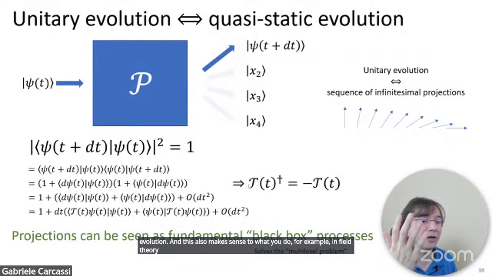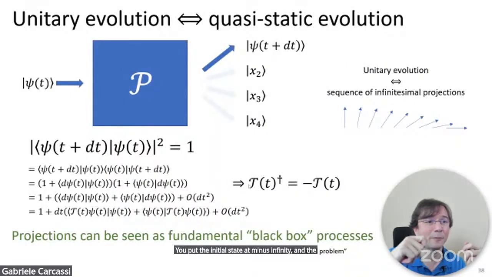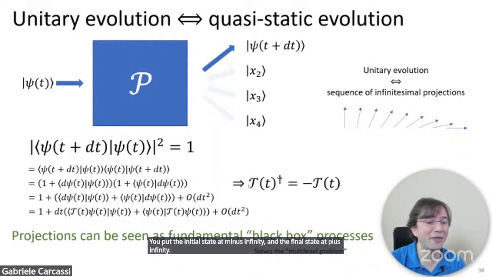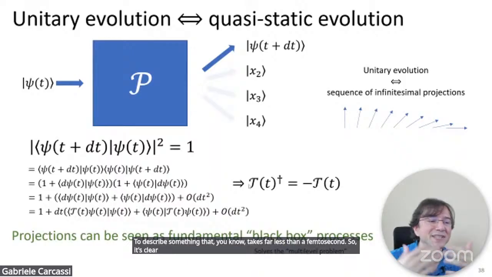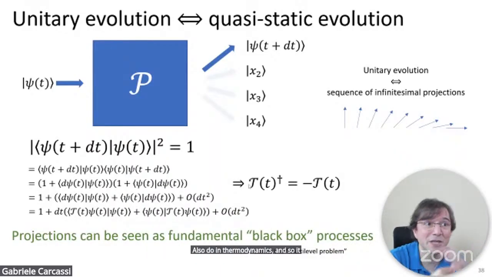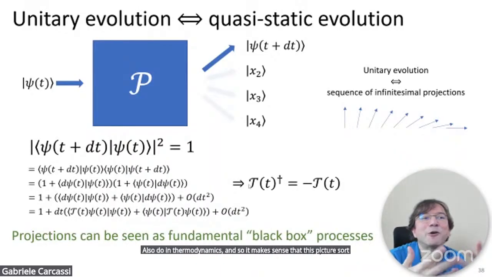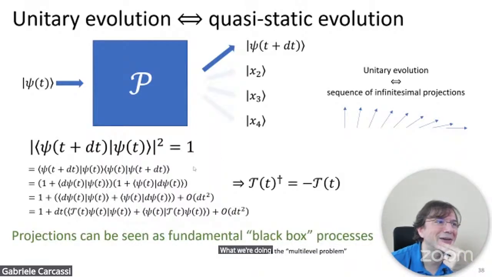And this also makes sense with what you do, for example, in field theory. In field theory, to calculate the scattering processes, you put the initial state at minus infinity and the final state at plus infinity to describe something that takes far less than a femtosecond. So it's clear that you are substituting the real process with some other process, but these are the type of things that we also do in thermodynamics, and so it makes sense that this picture sort of agrees with what we're doing then at this level.